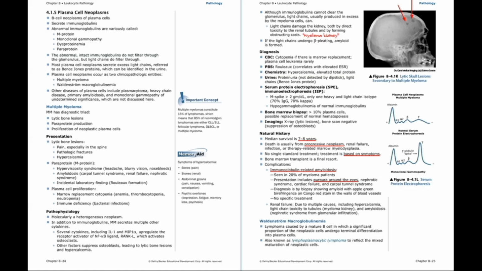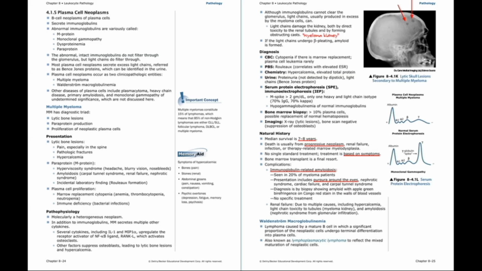There's no acceptable known good treatment for amyloidosis at this time. Renal failure in multiple myeloma can be due to multiple causes, including hypercalcemia, direct light chain toxicity to the tubules, and amyloidosis.